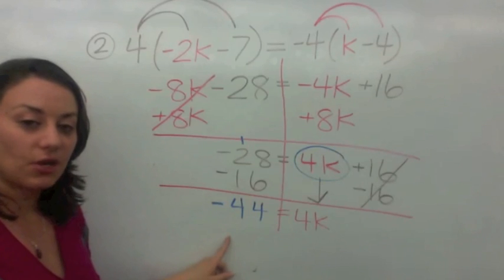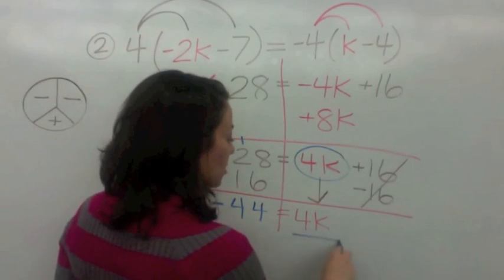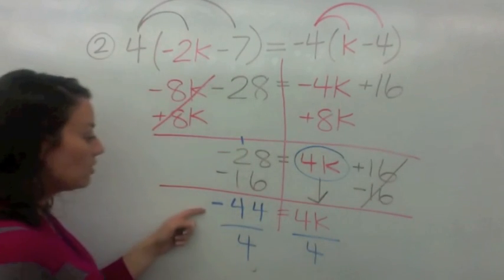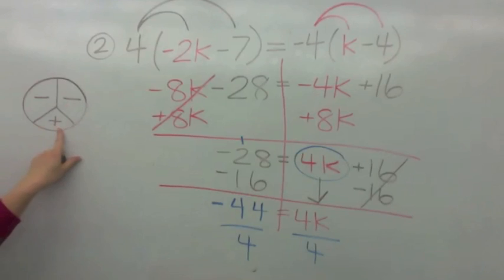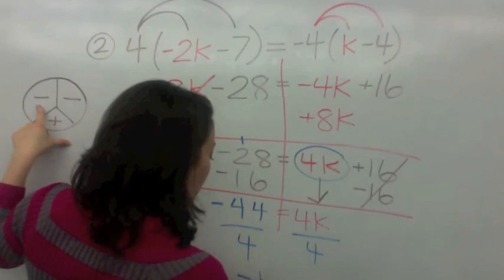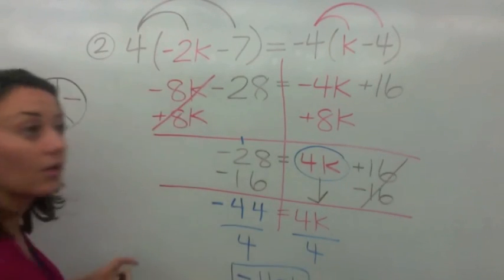4k equals negative 44. So what do you have to do to get k by itself? You have to get a divorce. Who are you getting rid of? You're getting rid of the 4. Divide by 4. So negative 44 divided by a positive 4 is negative what? Negative 11 equals k. Very good. Go ahead and get that down.